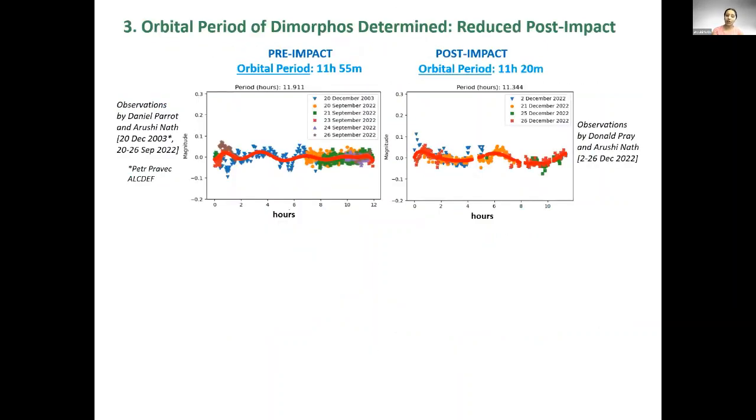Third, this becomes more interesting. I looked at the orbital period of Dimorphos, so the moonlet, before and after the impact, and noticed a decrease of 35 minutes in the orbital period.